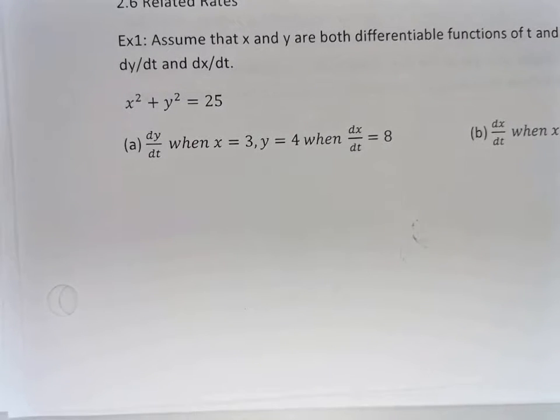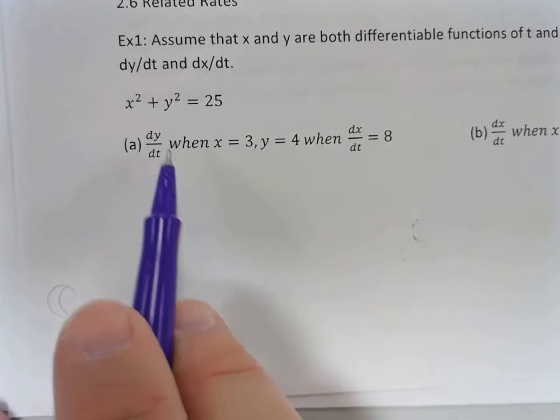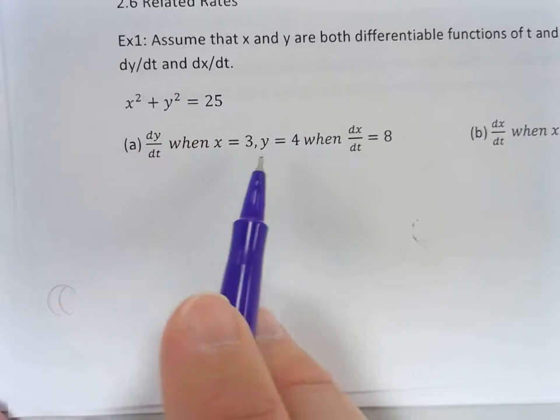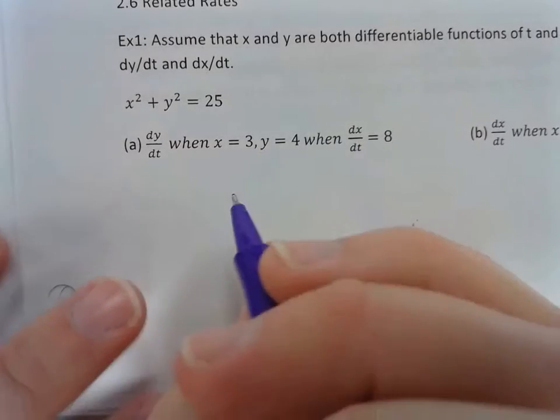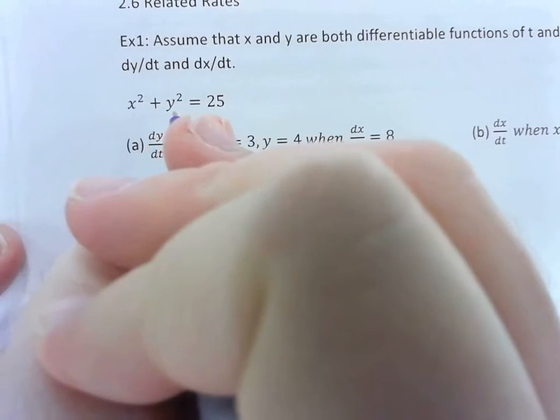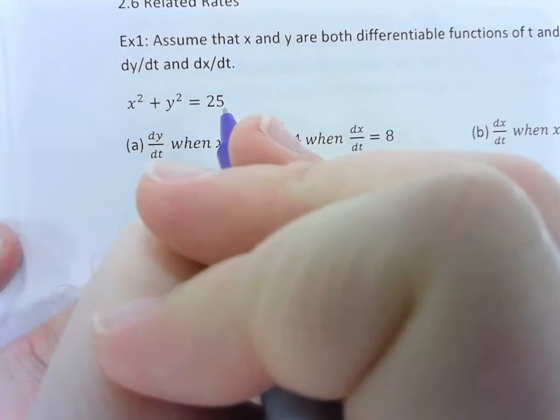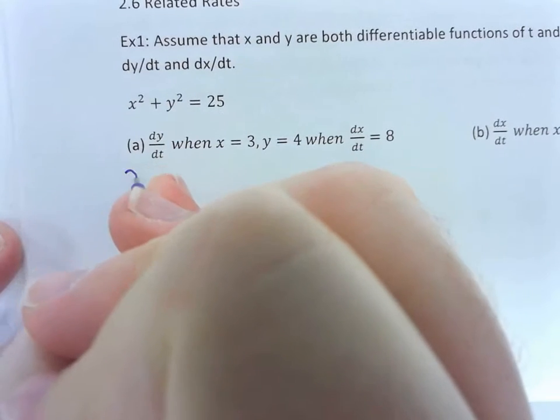So I want to know dy dt. I tell you I want to know dy dt when x is 3, y is 4, and dx over dt is 8. Since they give you dy over dt and dx over dt, whenever I take the derivative of x and y, we're going to throw those out at the end. So let's go ahead. I have my x squared plus y squared equals 25. Let's go ahead and take the derivative.